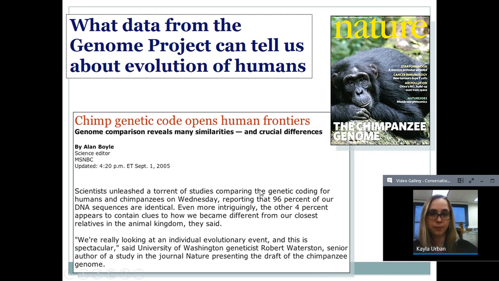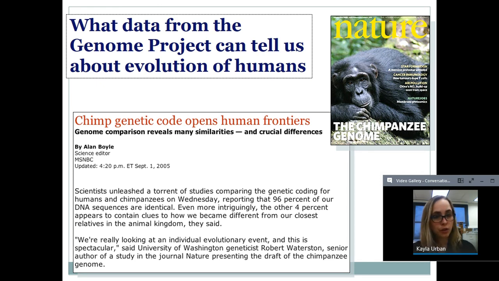On the front page here, it reads, scientists unleashed a torrent of studies comparing the genetic coding of humans and chimpanzees on Wednesday, reporting that 96% of our DNA sequences are identical. Even more intriguingly, the other 4% appear to contain clues to how we became different from our closest relatives in the animal kingdom. "We're really looking at an individual evolutionary event, and this is spectacular," said University of Washington geneticist Robert Waterston, senior author of a study in the journal Nature presenting the draft of the chimpanzee genome.